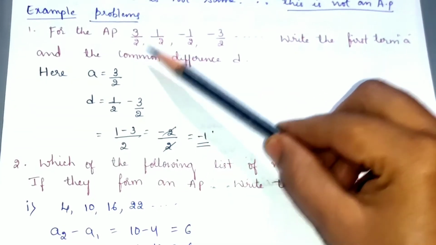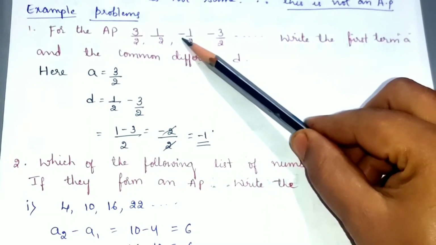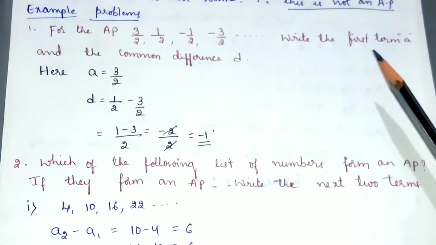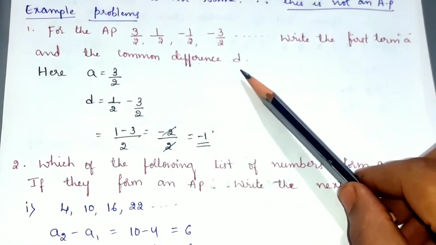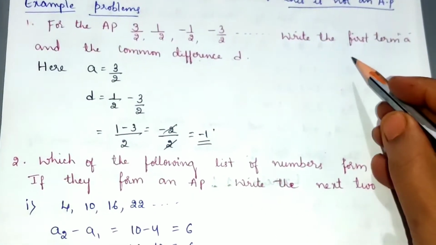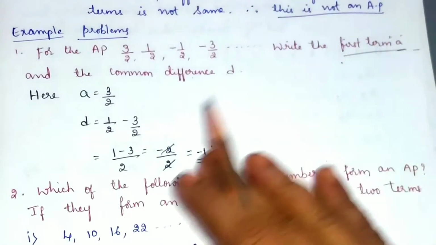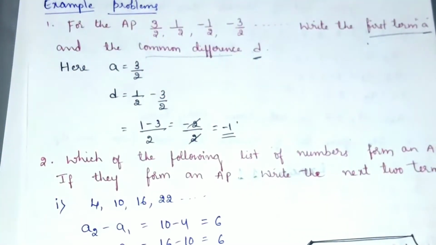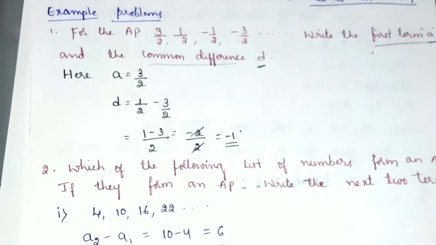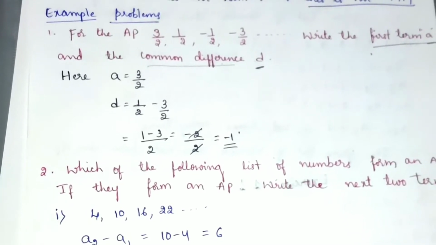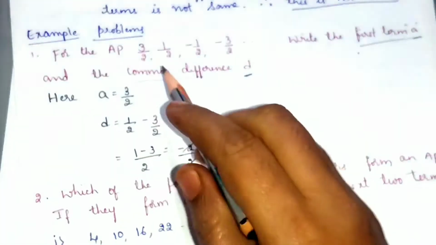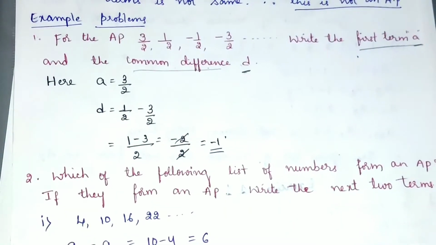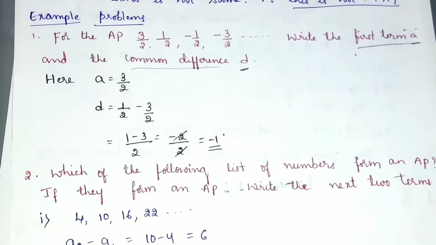For the arithmetic progression 3 by 2, 1 by 2, minus 1 by 2, minus 3 by 2, and so on, write the first term and the common difference d. Generally, the first term is always denoted by the letter a and the common difference is expressed as d. Whenever you want to find the common difference, you should know the pattern first. See, this is the given pattern: 3 by 2, 1 by 2, minus 1 by 2, minus 3 by 2, and so on.